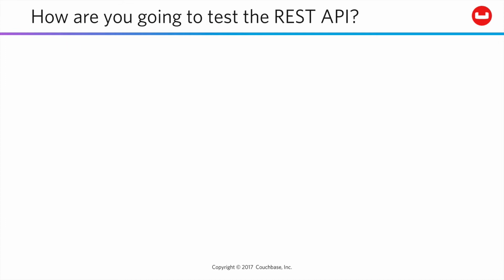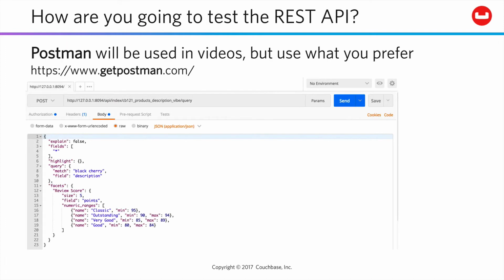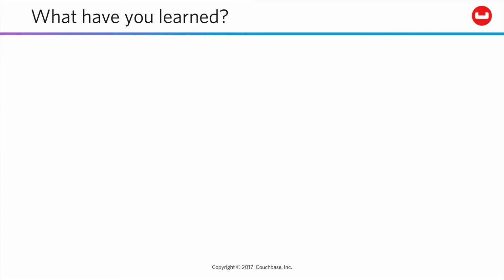For REST API testing in this course, we're using this great tool named Postman. You can download it at this URL, which is also shown in the workbook, or you may have your own tool that you prefer. So what have you learned here?